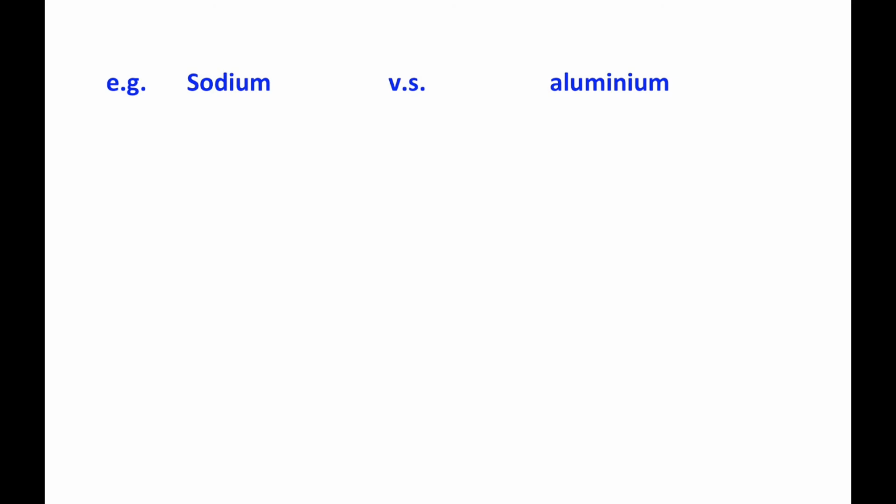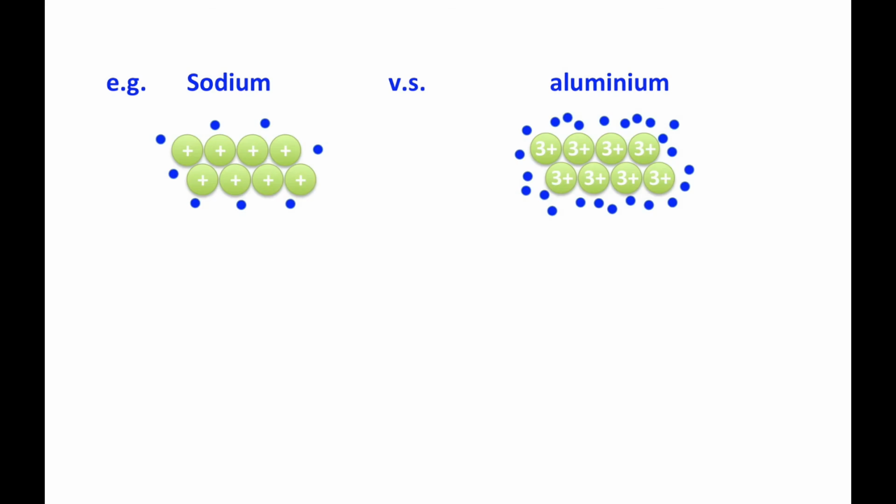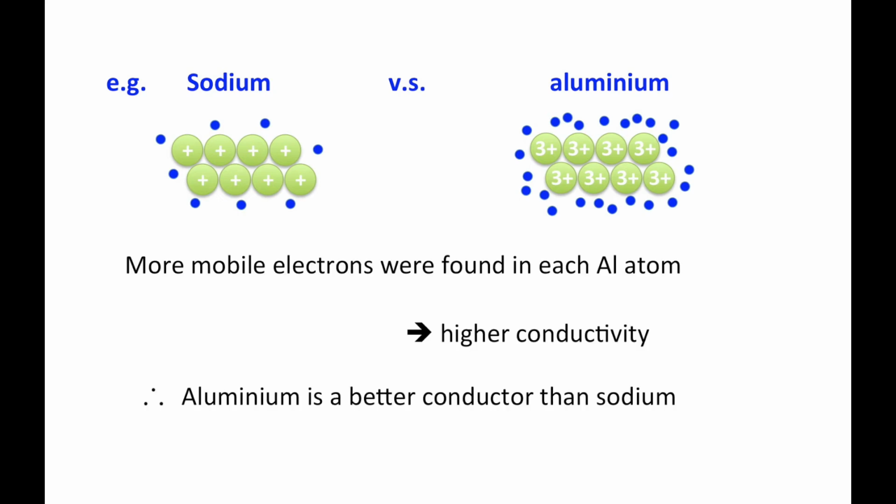But how about the comparison in the metallic conductivities? For example, sodium and aluminium, which one has higher conductivity? So we need to study their metallic structure again. Here shows a diagram. And I know that maybe some of you will already predict which one is a better conductor, right? Aluminium, we can find there are many electrons around the metal cation compared with that in sodium. So aluminium should be a better conductor. So we can get a conclusion: for metals, when they have more mobile electrons, they will become better conductors.